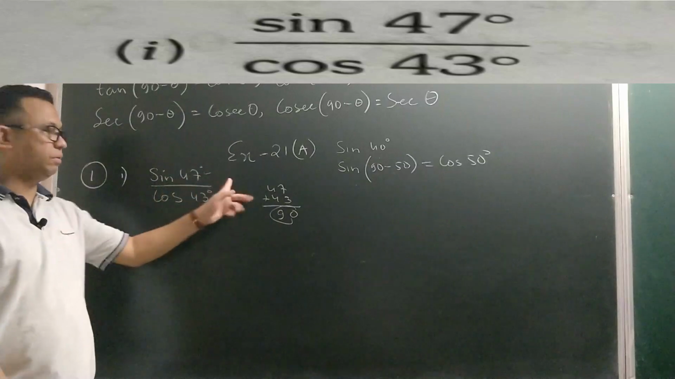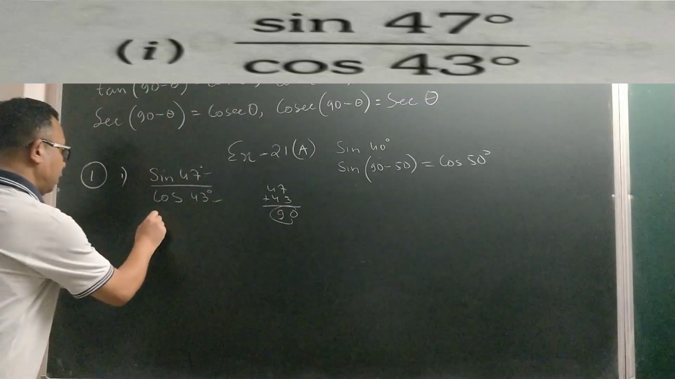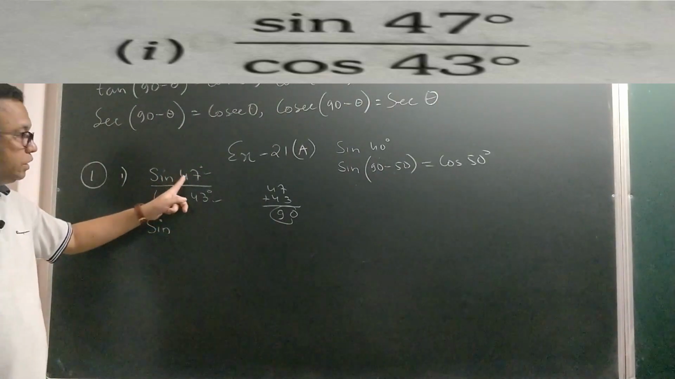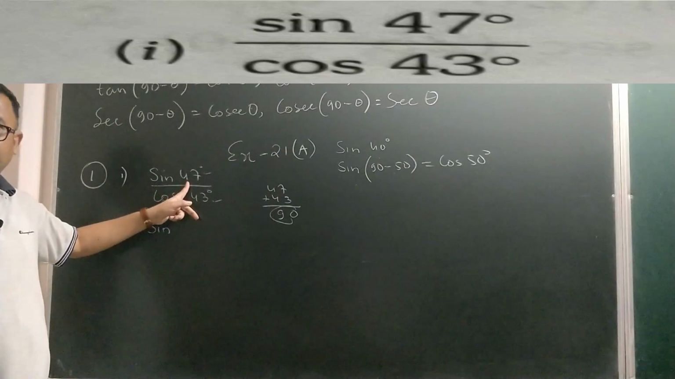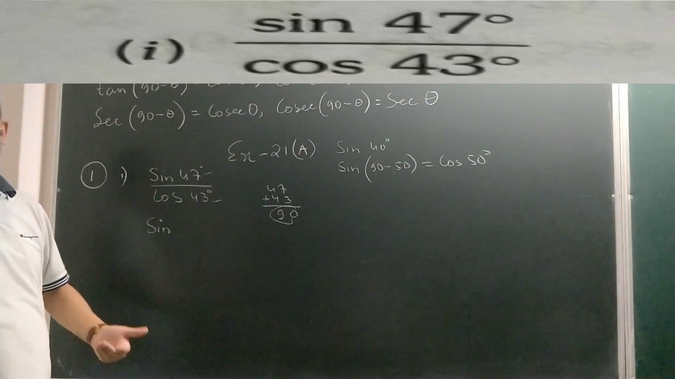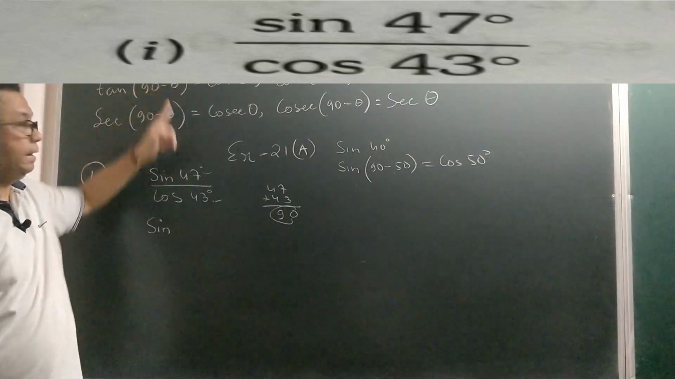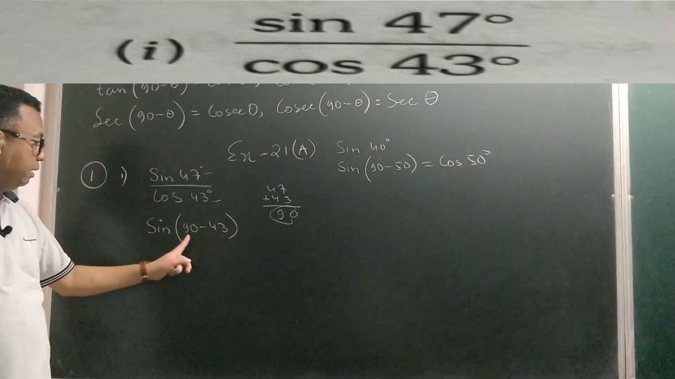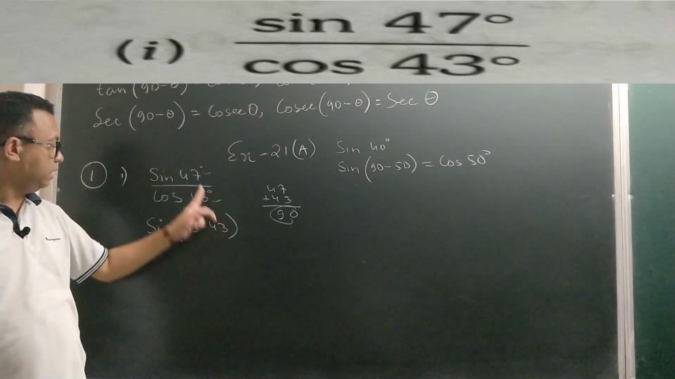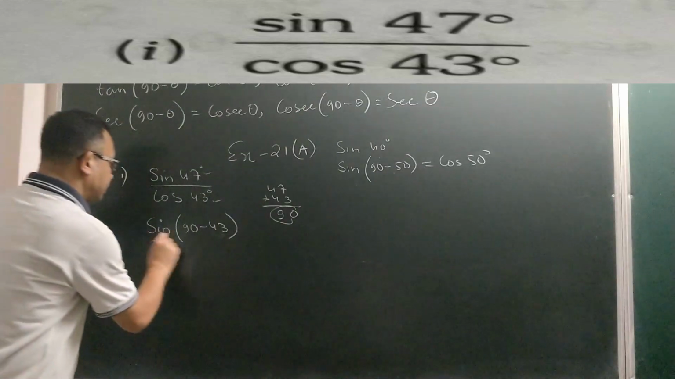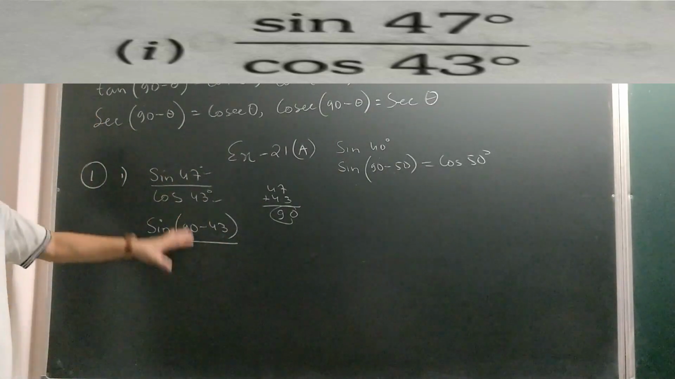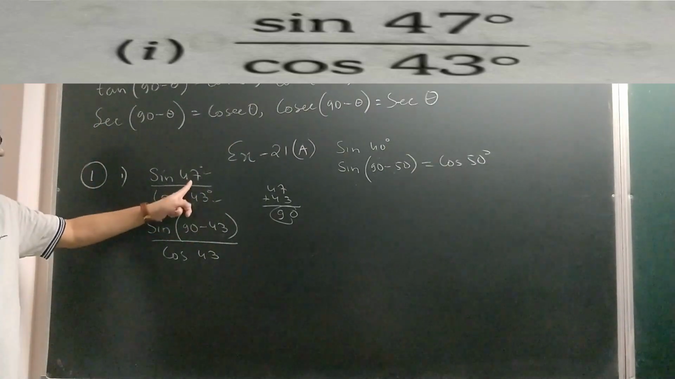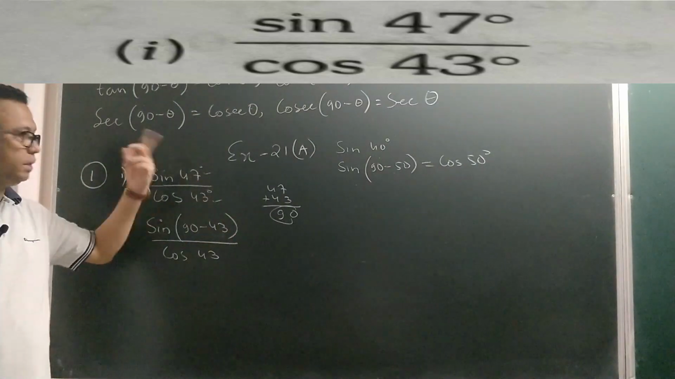Let me start with changing the sine. Now write sine, but don't write 47, because I want to change this 47. I'm going to write 47 in the form of 90 minus 43, because if you subtract 90 minus 43, it will come 47. As I told you to change only one, I'm going to change only the upper one. The lower one will remain as it is, cos 43.